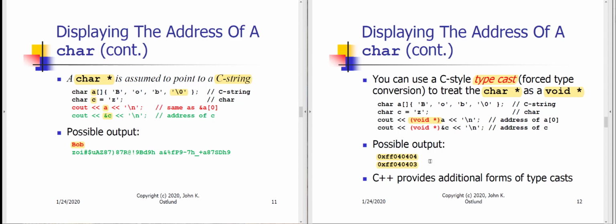Okay, so this is both an example of a particular trick enabling you to display the addresses of characters as addresses. It's also our first example of a general kind of facility called typecasting. And we'll see that C++ provides other ways of doing typecasting as well.